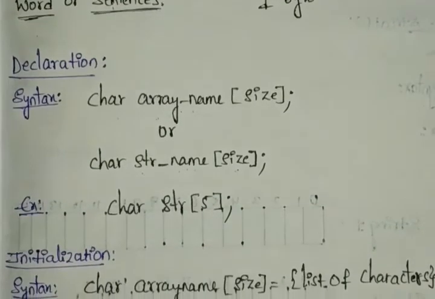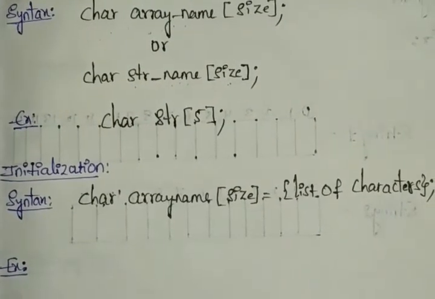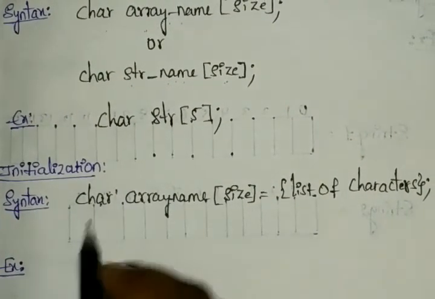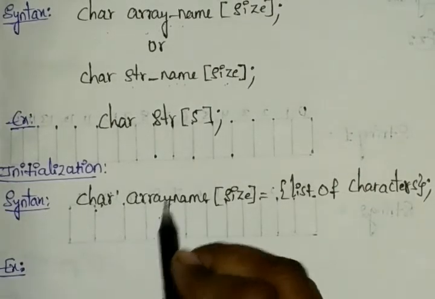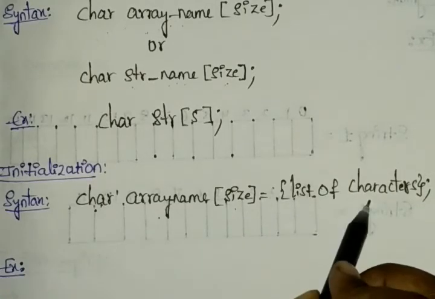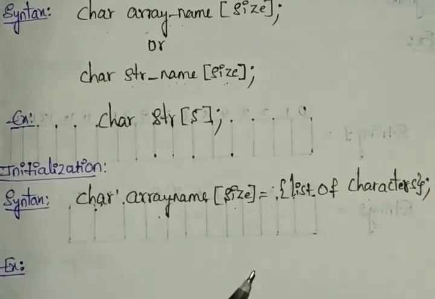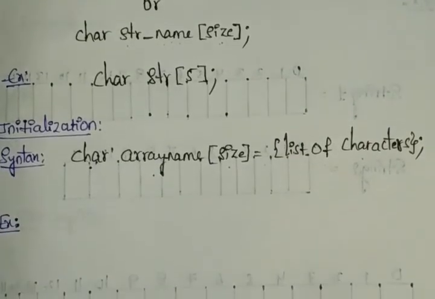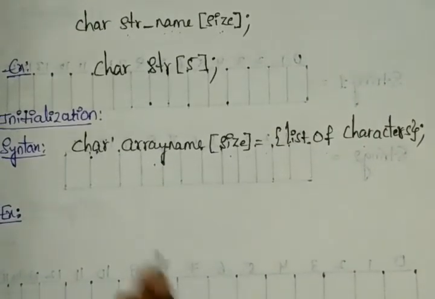After this you can initialize the array. How can we initialize these arrays? By using the character array name, or a string name, and the assignment sign equal to the list of characters. Normally whenever you define arrays you write a list of elements, but here you need to choose a list of characters, meaning alphabets. Let's see one example for this. Here we took str of 5.